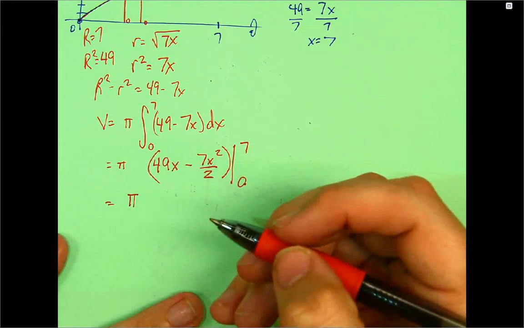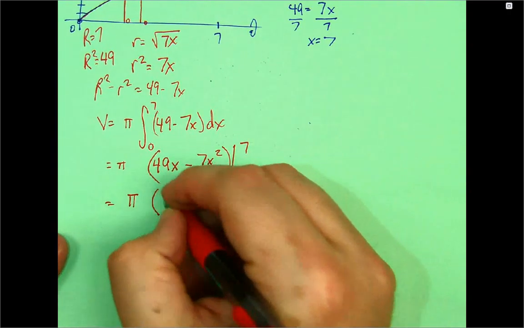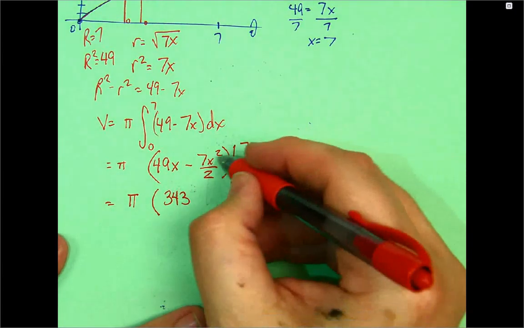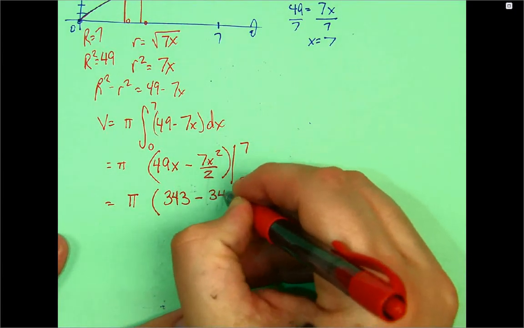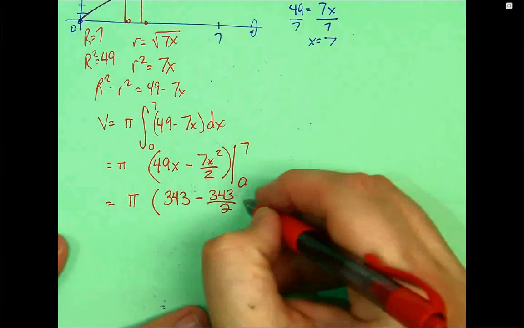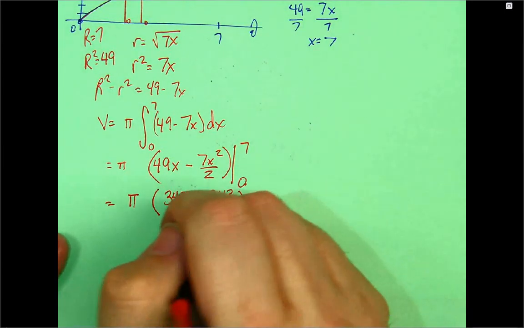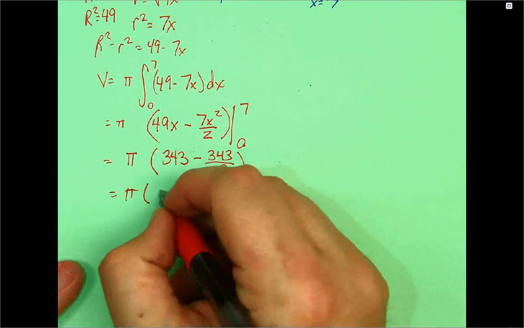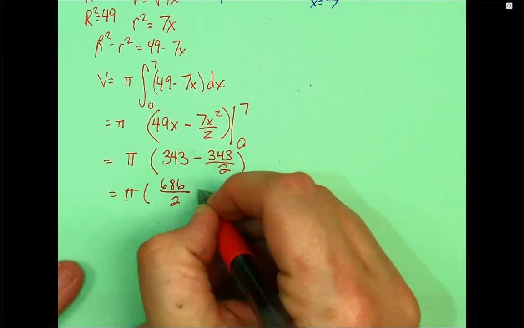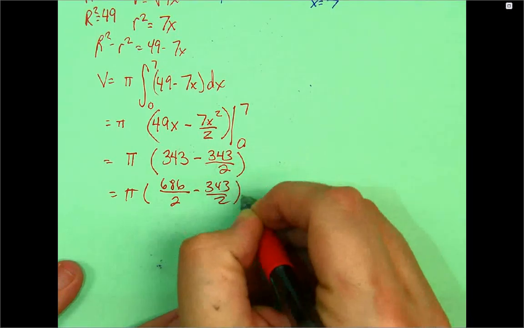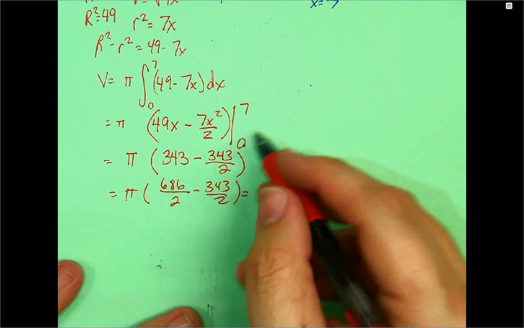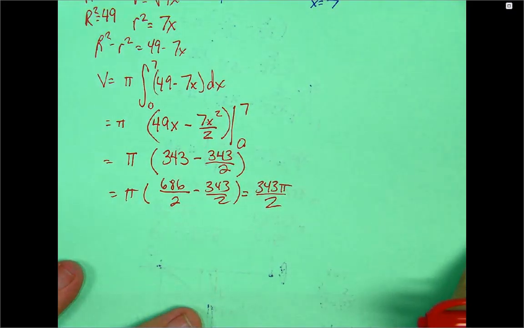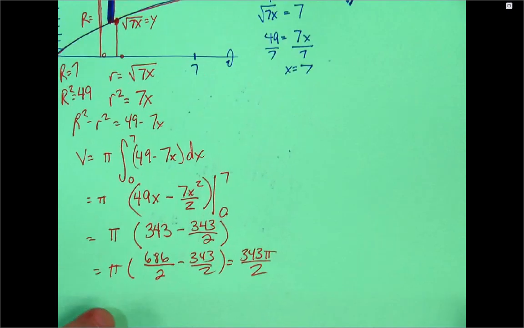Because that'd be 7 cubed, wouldn't it? And here's 7 cubed, so it's minus 343 over 2. So this is going to be pi times, I want to put this over to 686 minus 343 over 2. Isn't that just going to be 343 pi over 2? I hope that's one of the answers. Yeah, that would be D.